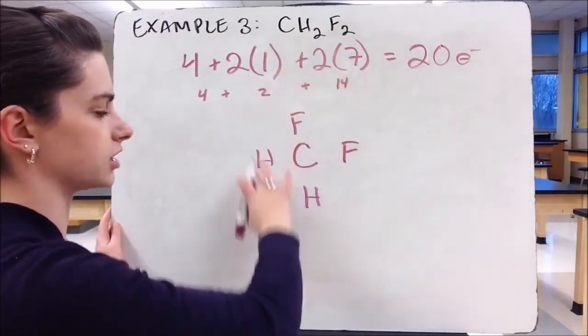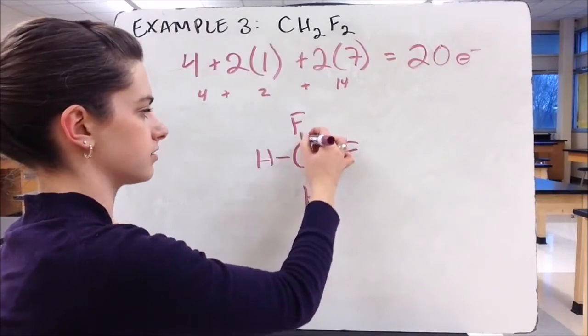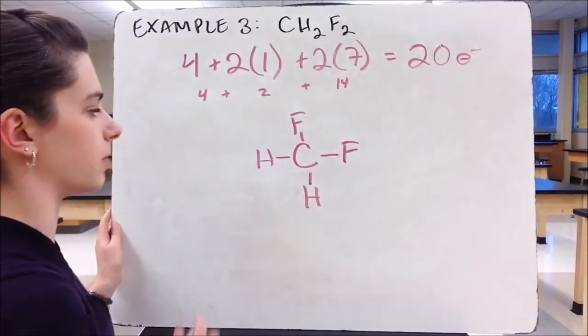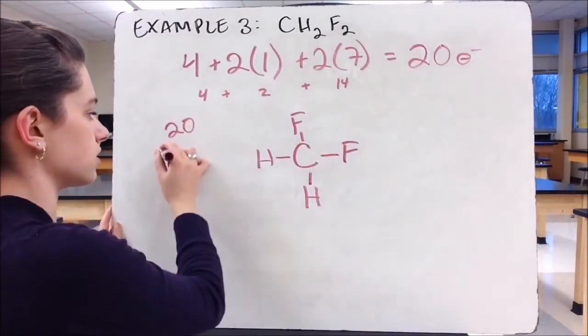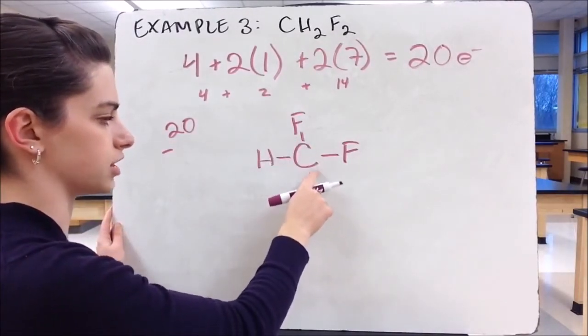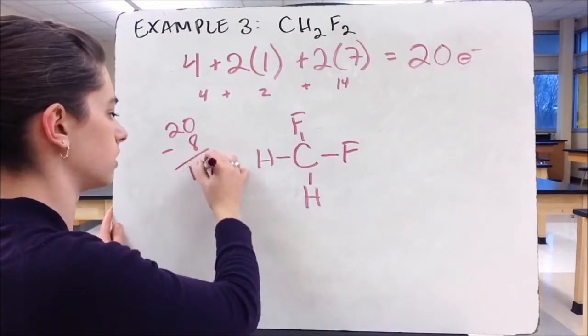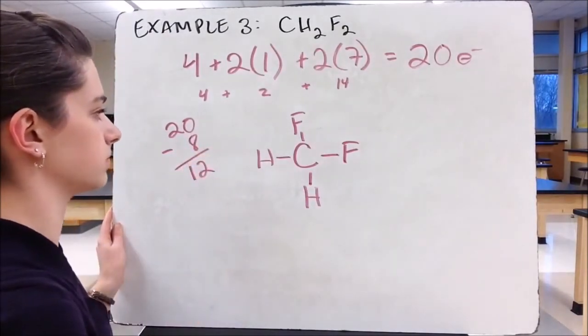Now that I've arranged my terminal atoms around my central atom, I'm going to draw my bonds. So now I have single bonds. I started with 20 electrons. I've used 2, 4, 6, 8 of them because each bond has 2 electrons. So I subtract 8 from my total, and I'm left with 12.